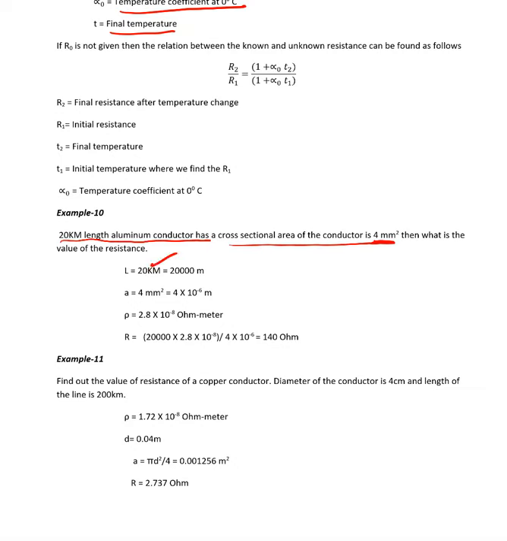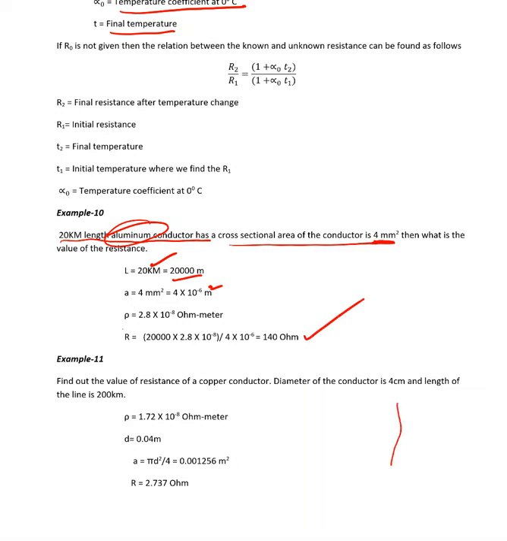So length is given as 20 kilometers, convert that into meters, which is 20,000 meters. Cross-sectional area is 4 mm square, convert that into meter square, 4 times 10 to the power minus 6 meter square. He clearly mentioned it's aluminum wire. Rho value is 2.8 times 10 to the power minus 8 ohm meter. So substitute everything, and we'll end up with the resistance value of 140 ohm.